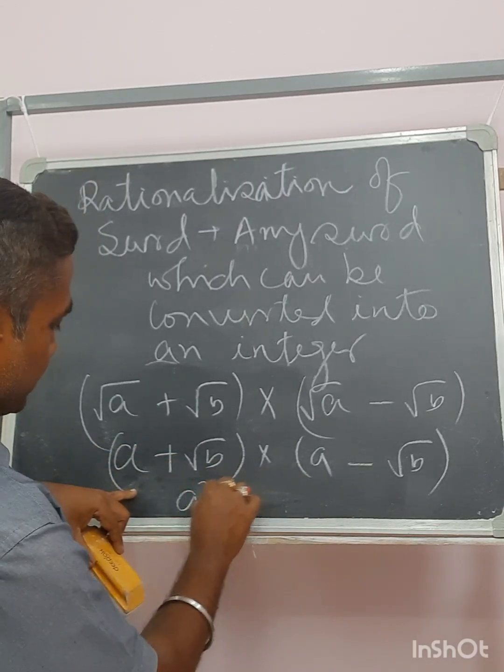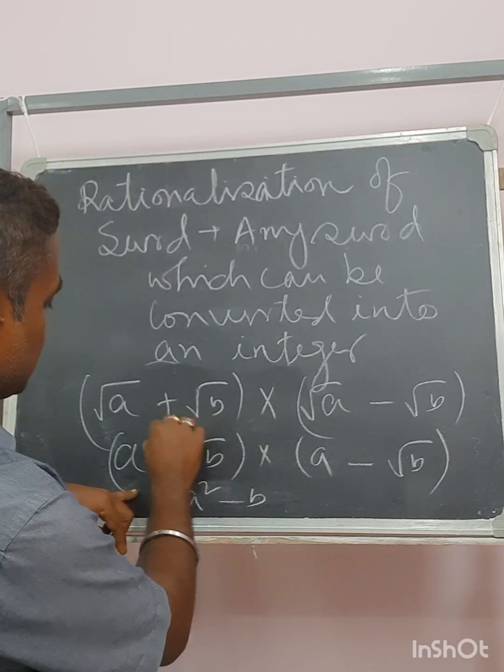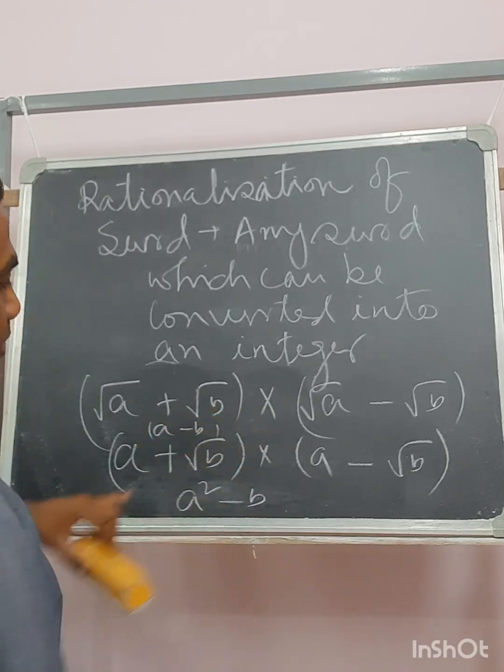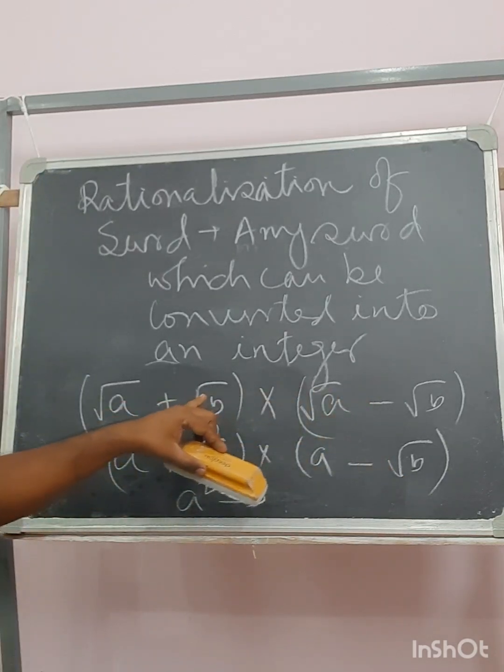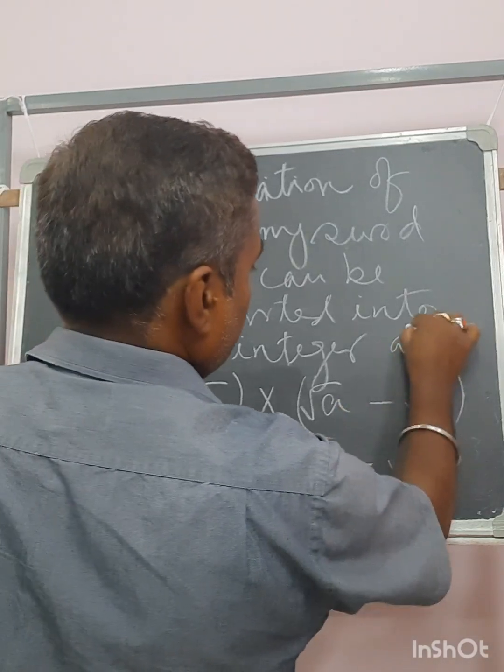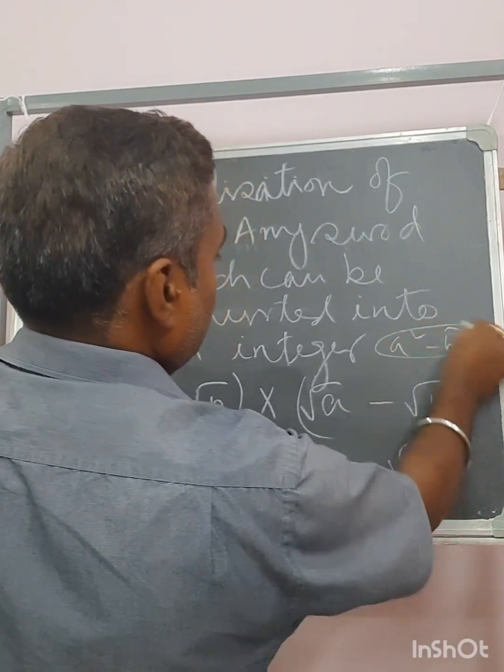For the second case, it is a square minus b. For the first case, it is a minus b. Because I know the relation between these two terms, because that comes as the a square minus b square formula. So it will be possible.